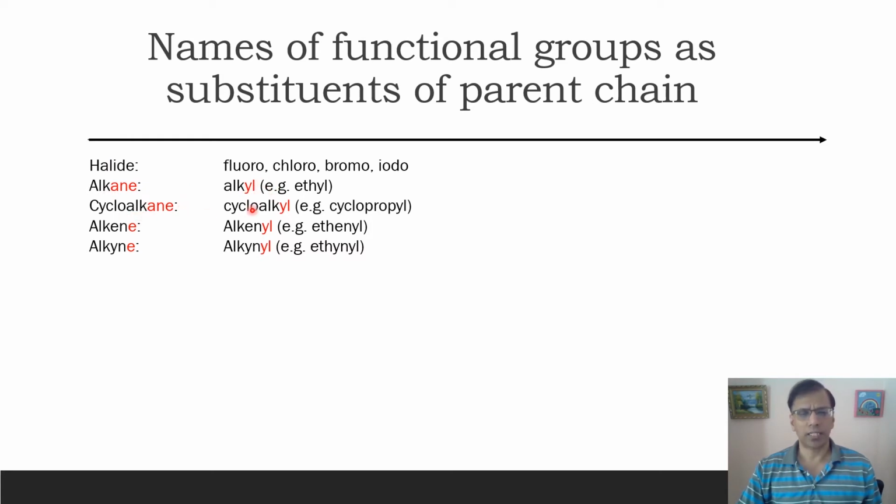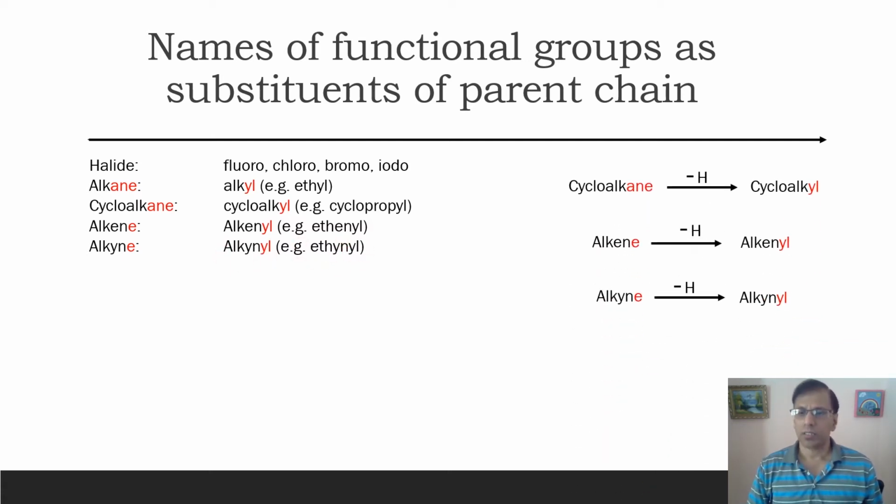In the case of cycloalkanes as a substituent, you'll call it cycloalkyl, like cyclopropyl, cyclobutyl, cyclopentyl, and so on. If a double bond is in the substituent, then you'll name it as alkenyl. And if a triple bond is in the substituent, you'll name it as alkynyl. An example is ethynyl. This is how loss of hydrogen in an alkane, alkene, or alkyne will result in the substituent.